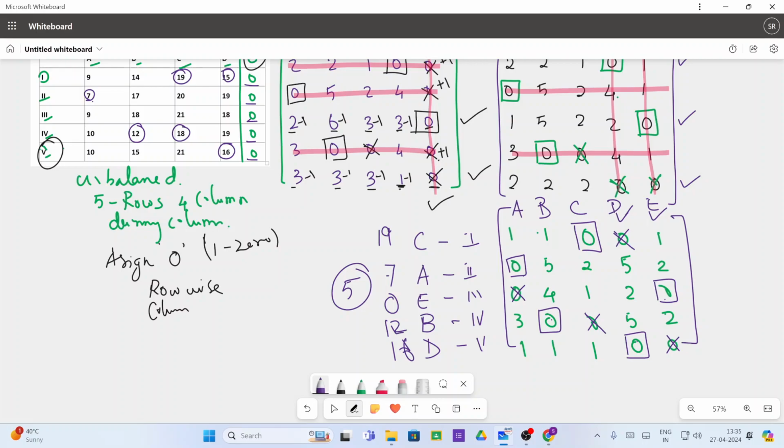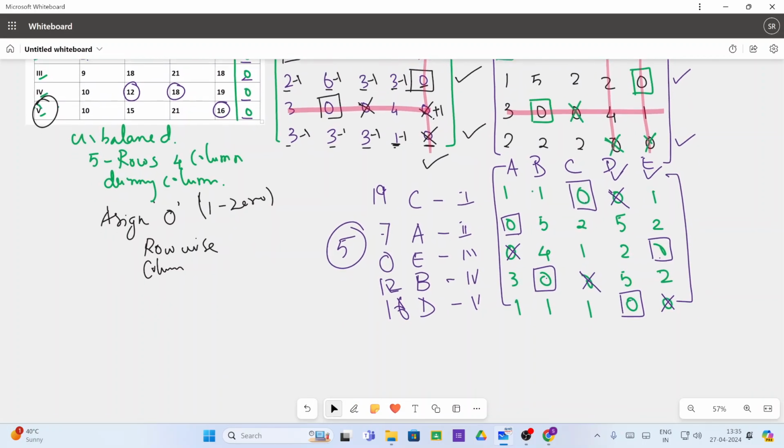So finally the total cost is what we need to find out. The total cost will be 19 plus 7 plus 0 plus 12 plus 16, which is 54. So this is the assignment: 1 should be assigned to C, 2 should be assigned to A, 3 should be assigned to E, 4 should be assigned to B, and 5 should be assigned to D.